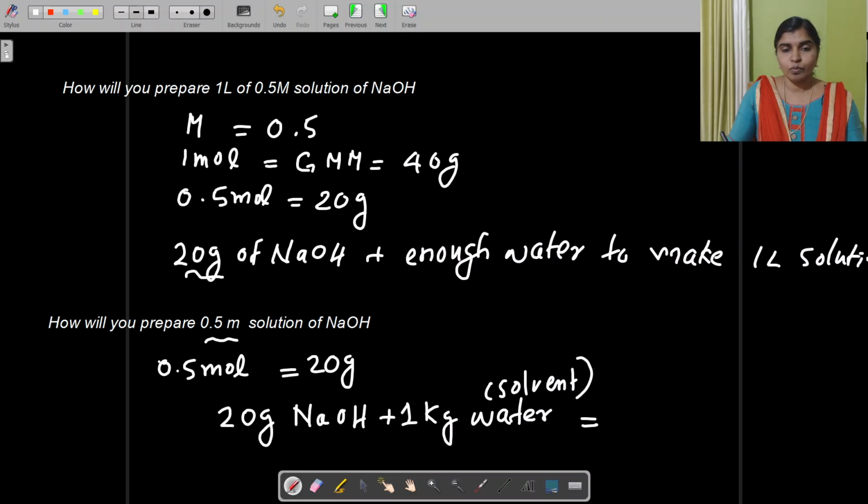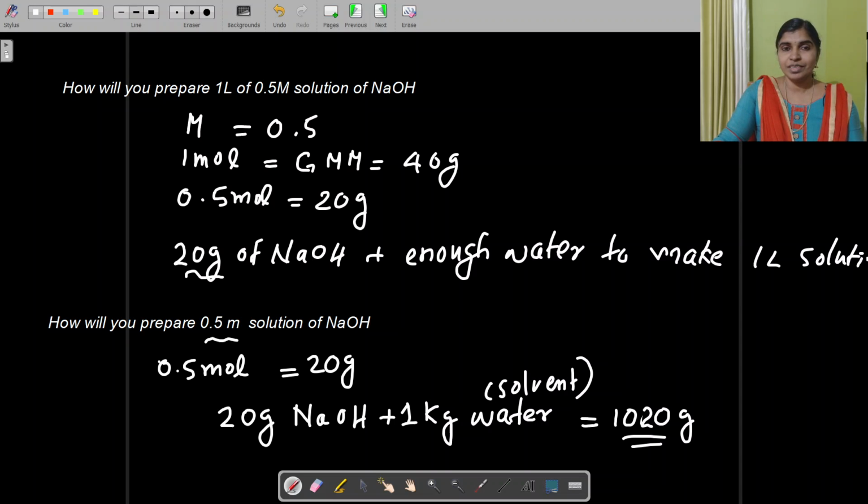And 1 kilogram means that is 1000 grams. So total mass is equal to 1000 plus 20, that is 1020 grams. The total mass of the solution is equivalent to 1020, including the sodium hydroxide. So here we have to take exactly 1 kilogram water, then add this water to 20 gram of sodium hydroxide. So you will get 0.5 molal solution of sodium hydroxide. Feel the difference? Okay. So there is some difference between molarity and molality.